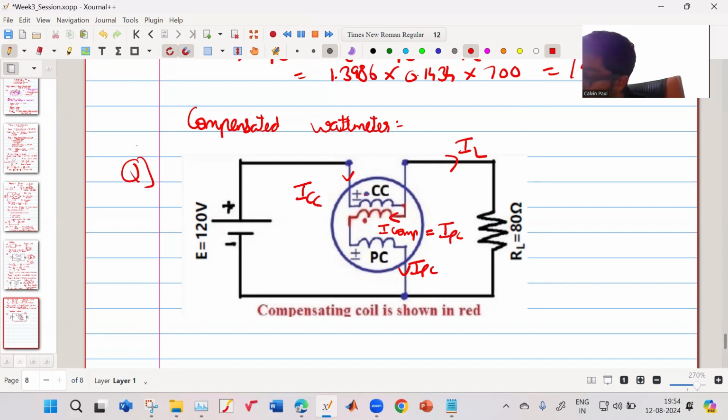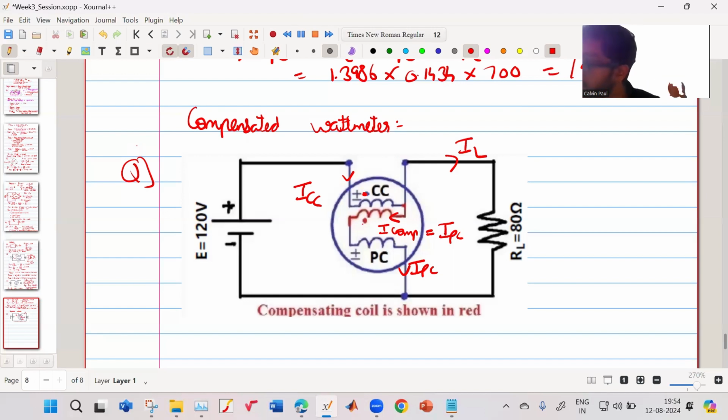Okay. Now, if you see at this dot, the CC current is entering into the dot. But at this dot, the current is leaving the dot. So those magnetic fields will oppose each other. They are not adding, they're opposing each other. Yes. So this is basically the internal construction of the wattmeter. These coils are wound in such a manner. Right? So now what we do is we will draw the equivalent circuit of this.